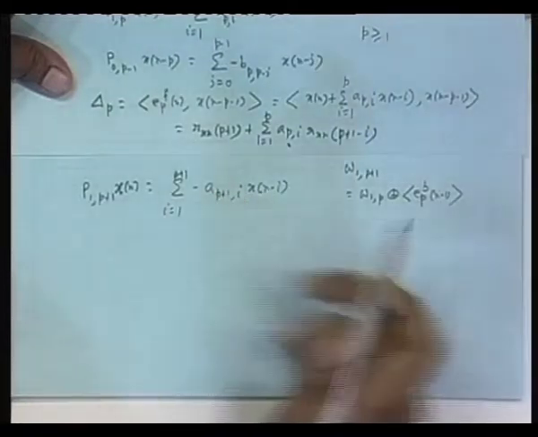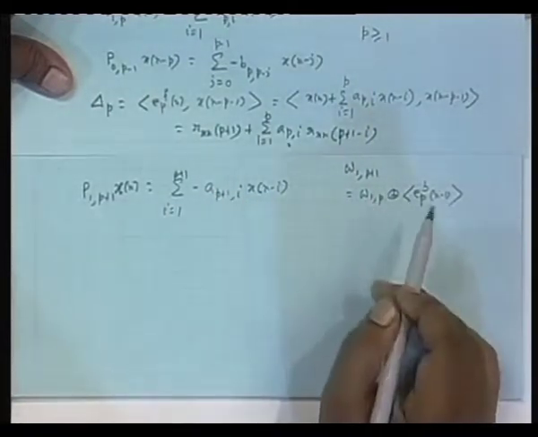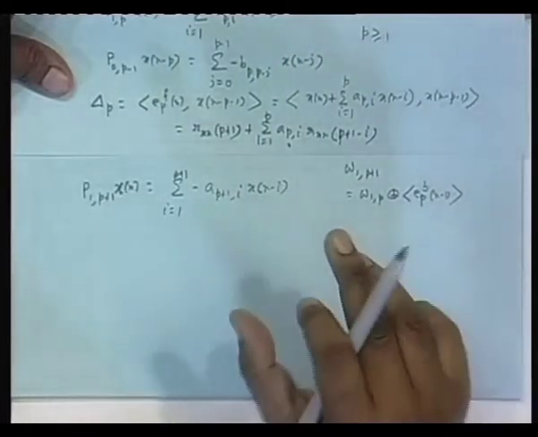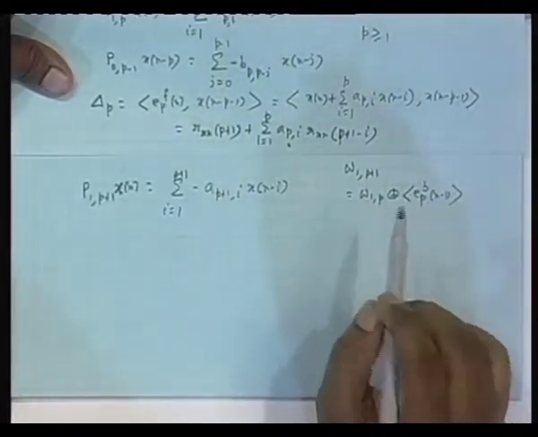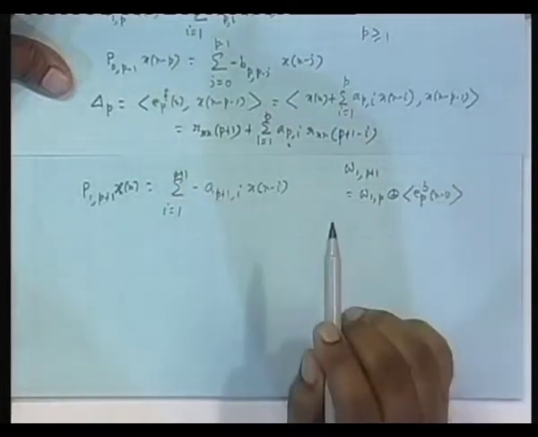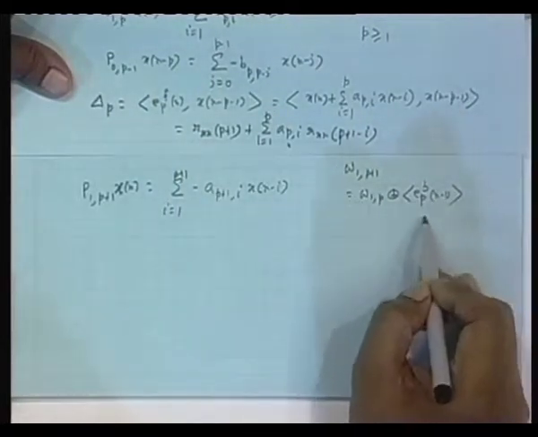Project that on this space. That is the same as projection error, and take the error. So, that projection error is nothing but the pth order backward projection error standing at index n prime, and n prime again is n minus 1.